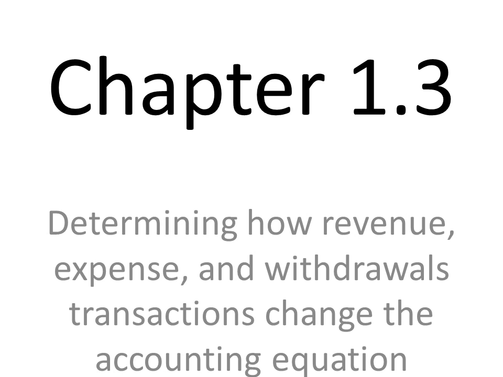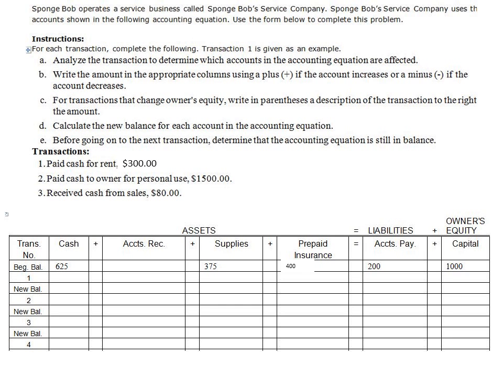Chapter 1.3, Determining how revenue, expense, and withdrawal transactions change the accounting equation. This lesson we're going to talk about a business owner by the name of SpongeBob. He operates a service business called SpongeBob's Service Company. He uses the following accounts, and then we need to complete the transactions. He uses cash, accounts receivable, supplies, prepaid insurance, accounts payable, and capital.